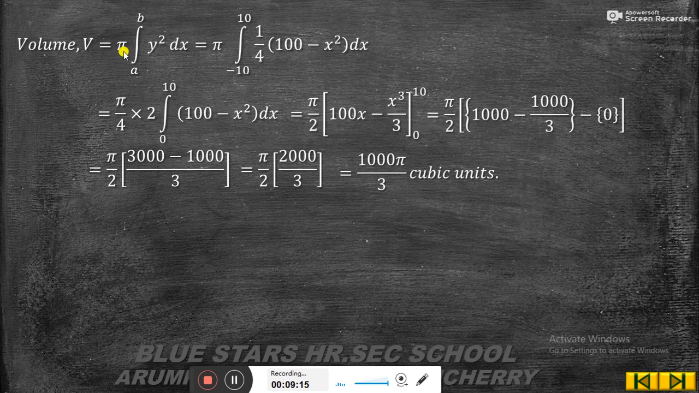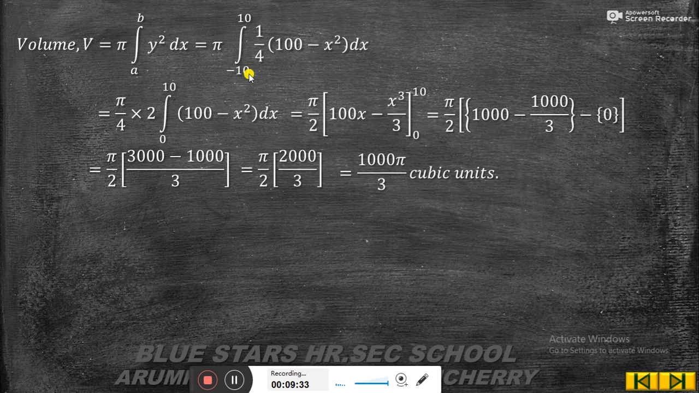Therefore volume equals pi into integral a to b of y square dx, equal to pi into... the limits are minus 10 to plus 10. So y square equals 1 by 4 into (100 minus x square) dx. In the next step, pi by 4 into the integral from minus 10 to 10. You see this is an even function.